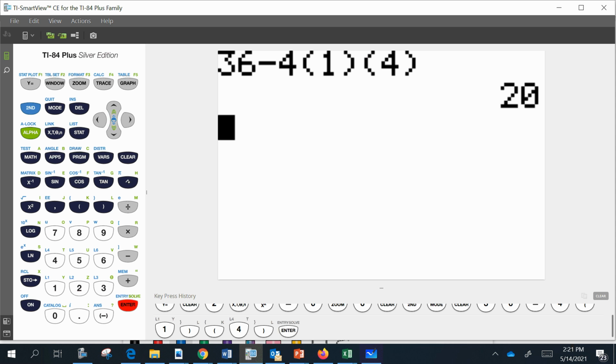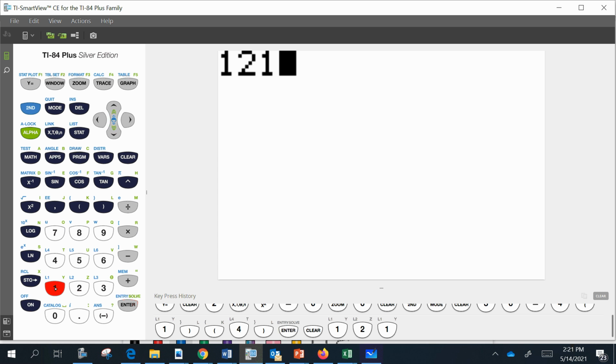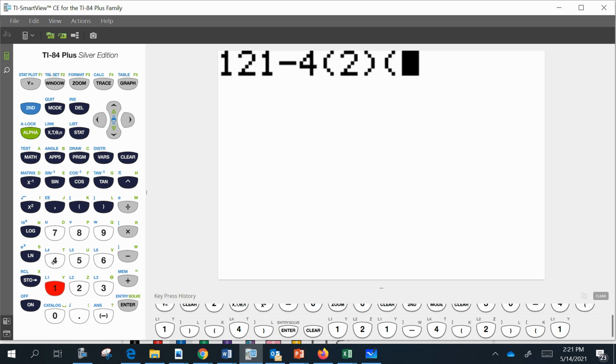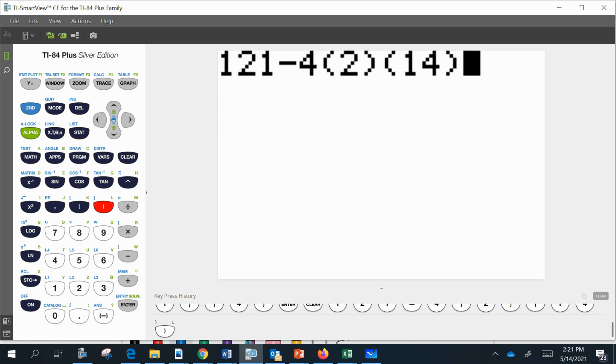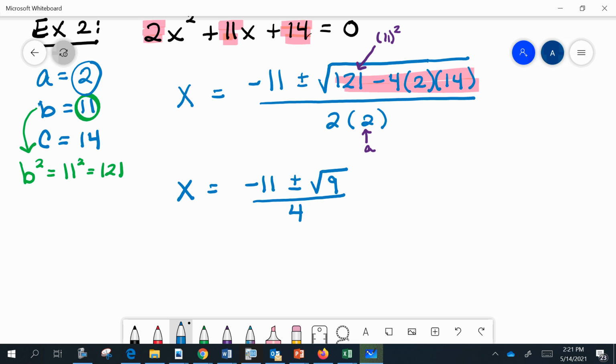All right, so let's type in this time 121 minus 4 times the a times the c. Okay, so I'm going to hit enter, and we're going to get 9. And that's what we're going to write underneath the radical, is 9. Now, when I go to simplify, what I notice here is that 9 is a perfect square, and that is equal to 3. So let's come down here and let's keep going. X equals negative 11 plus or minus 3 divided by 4.